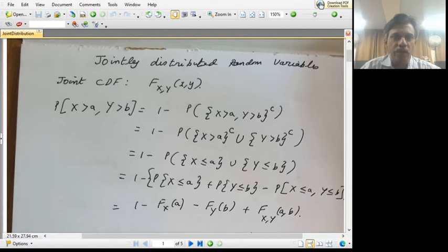In this lecture we will be looking at some of the example problems related to jointly distributed random variables. In the last lecture we looked at how joint cumulative distribution functions, joint density functions and joint probability mass functions of a set of random variables can be defined.